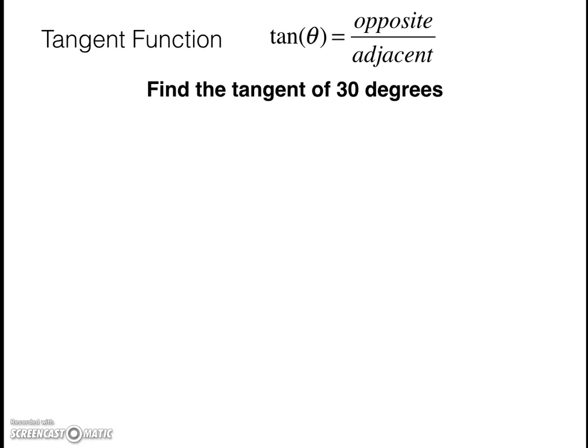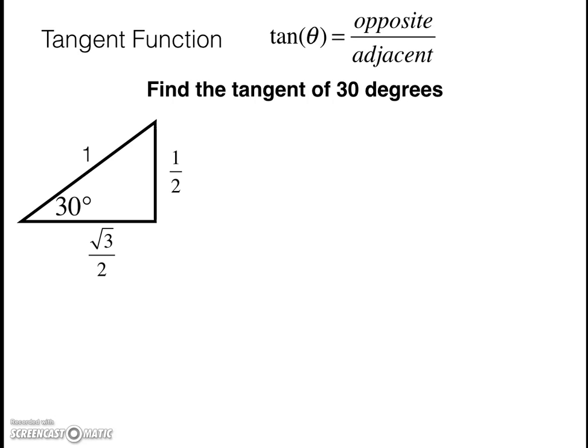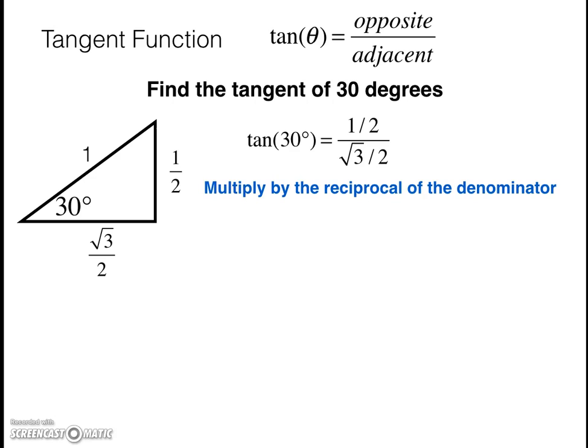To find the tangent of 30 degrees, the first thing we're going to do is draw our reference triangle. And then after that, we're going to set up the ratio of the opposite side over the adjacent side. The opposite of 30 degrees is 1/2. The adjacent to 30 degrees is radical 3/2. We're going to multiply by the reciprocal of the denominator in order to simplify this fraction.